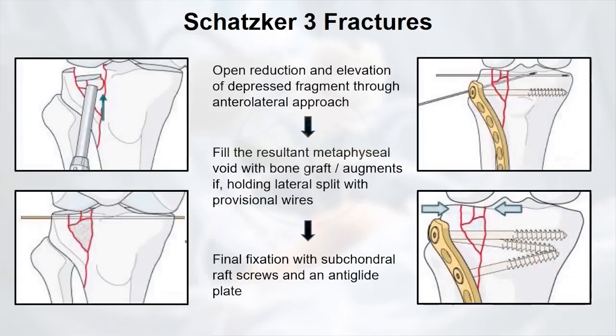Schatzker type 3, again, there is a split as well as the depression. In this case, again, you have to go for complete elevation of the depressed fragment, either through an anterolateral approach, and then you fix it with some K wires, and then fill the defect with bone graft or the augments, and then final fixation should be done with subchondral raft screws and an anti-glide plate.